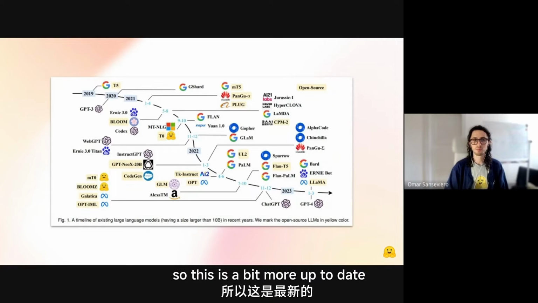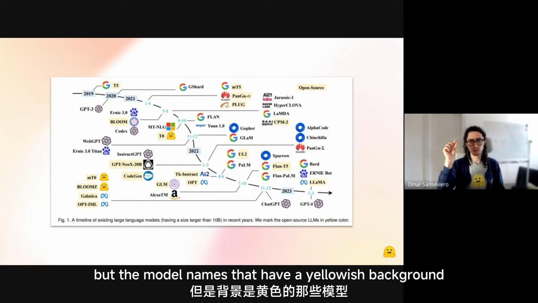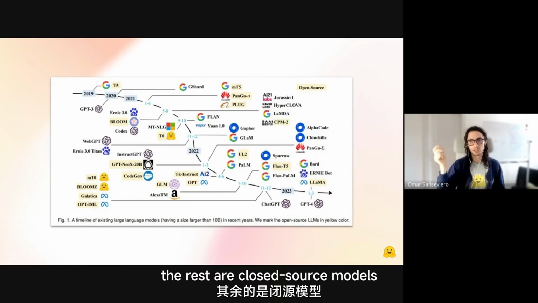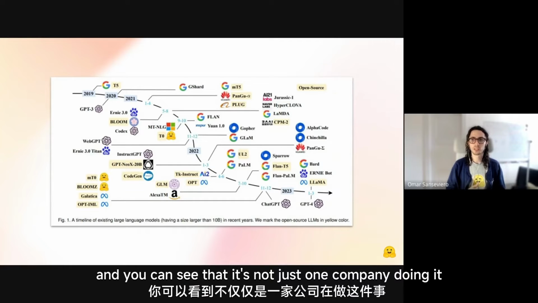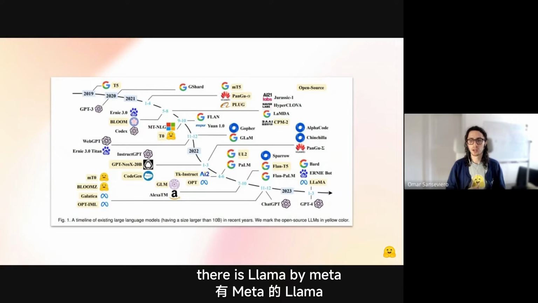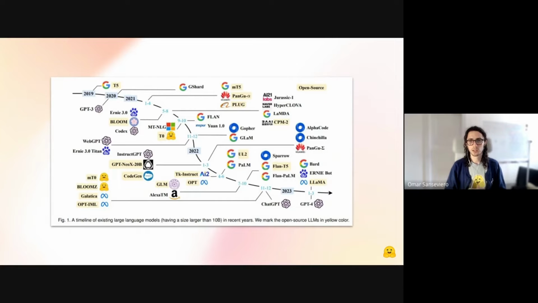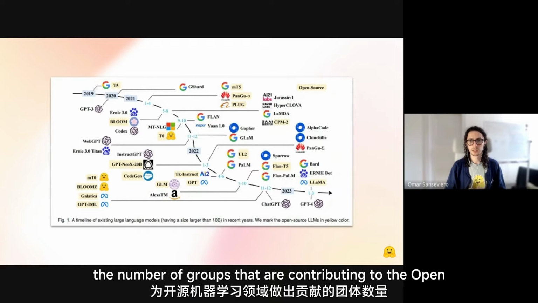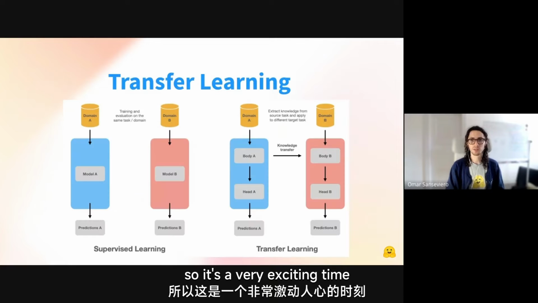So this is a bit more up to date. It's also 1 year old, but this is a timeline of models. I don't know if it's clear on your screen, but the model names that have a yellowish background, those are open models, and the rest are closed source models. And you can see that it's not just one company doing it. There is Llama by Meta, or Gemma or Flan-T5 by Google, but really the number of groups that are contributing to the open ML space has increased significantly in the last year. So it's a very exciting time.